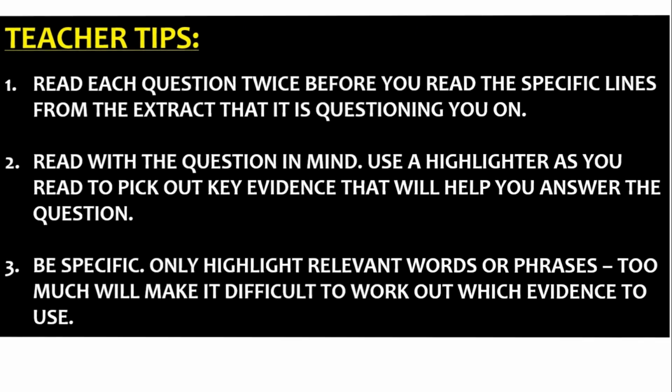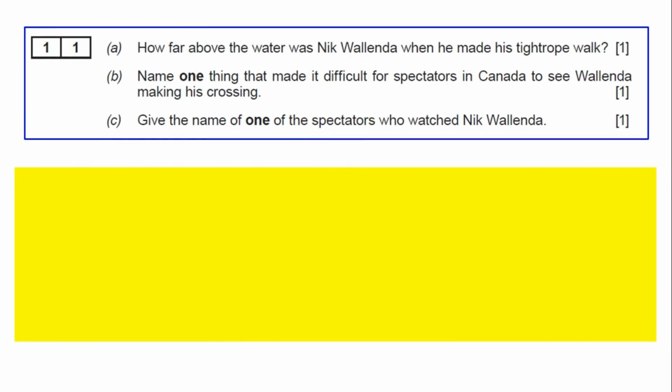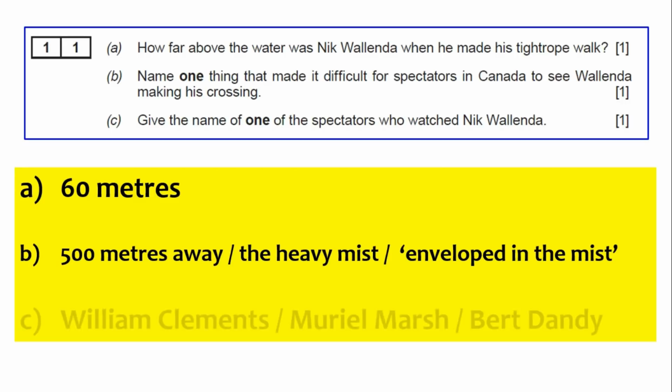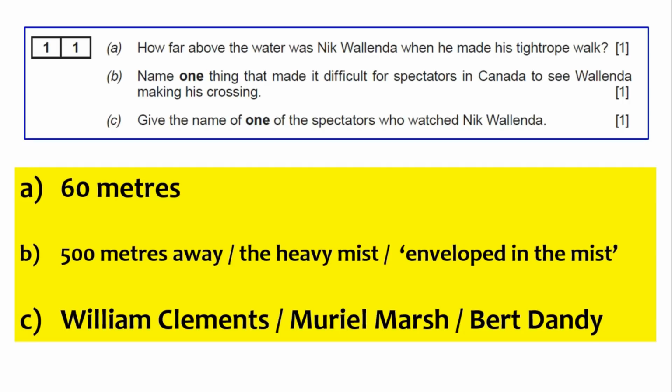Again, remember the tips we looked at earlier. So, an easy way to answer these questions: 60 metres. One thing that made it difficult for spectators, just put one thing: 500 metres away, the heavy mist, he was enveloped in the mist. And give the name of one of the spectators, and there were 3 that you could have put: William Clements, Muriel Marshall, Bert Dandy. Any of those is absolutely fine.